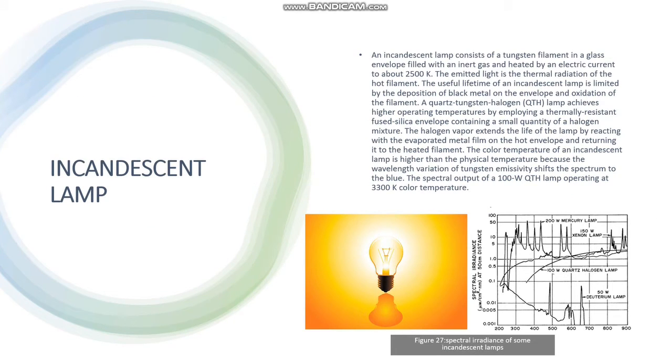Incandescent lamp. An incandescent lamp consists of a tungsten filament in a glass envelope filled with an inert gas and heated by an electric current to about 2500 Kelvin. The emitted light is the thermal radiation of the hot filament. The useful lifetime of an incandescent lamp is limited by the deposition of black metal on the envelope and oxidation of the filament. The color temperature of an incandescent lamp is higher than the physical temperature because the wavelength variation of tungsten emissivity shifts the spectrum to blue.